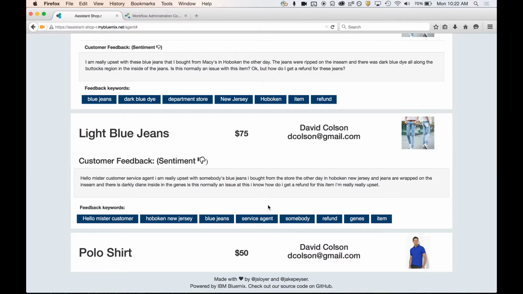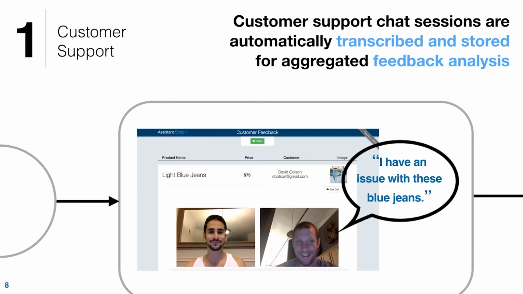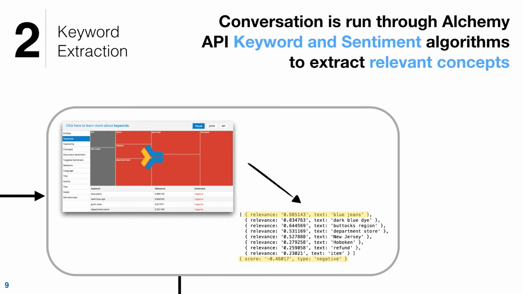Before we get to that, we're going to look at everything going on in the back end to make this work. The first step, which we just showed, is the customer support phase. In the customer support phase, chat sessions are automatically transcribed by the Watson speech-to-text service and are then aggregated for feedback analysis. After the conversation has been completed, we then send the transcript to the Alchemy API keyword and sentiment extraction algorithms, which give us the keywords and the associated positive or negative sentiment associated with the transcript.